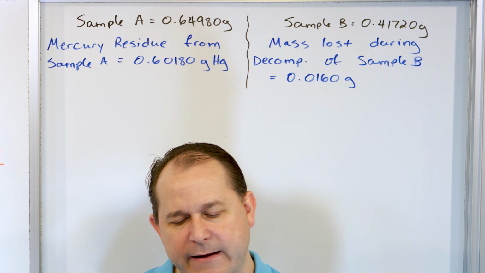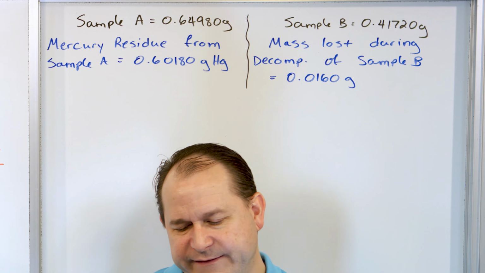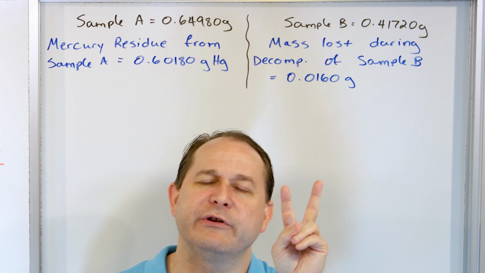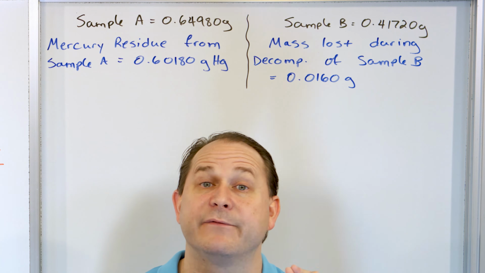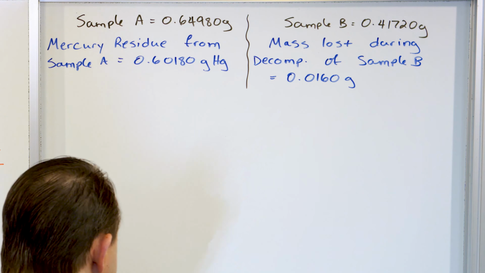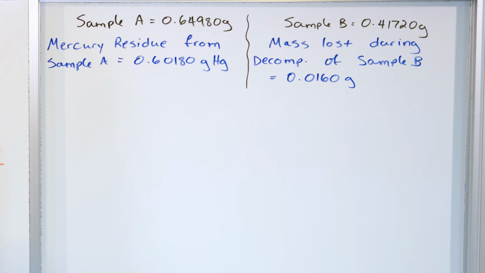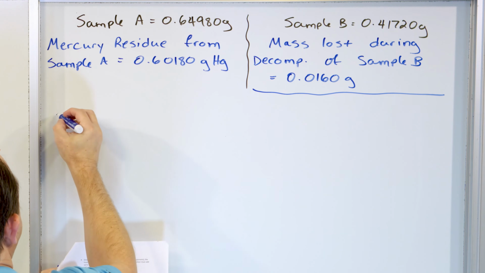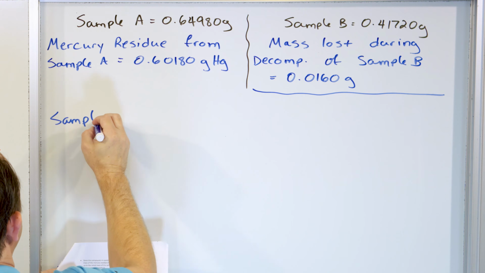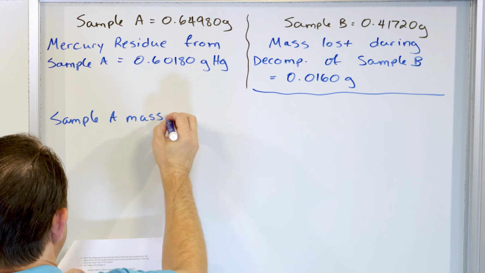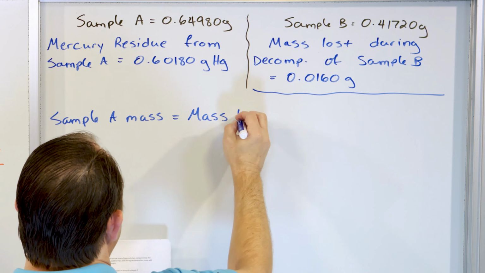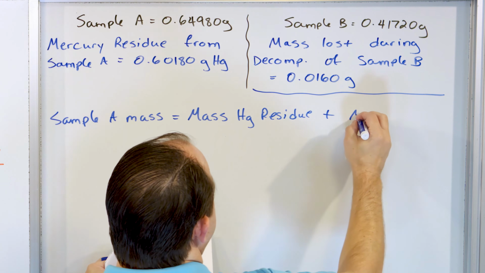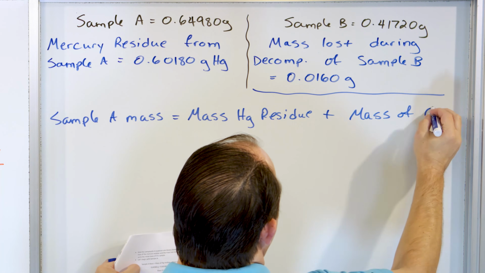So even though it doesn't say so, it says mercury residue from sample A, 0.60180. Because you know there are only two elements involved, that must be the mass of the mercury left behind in the container. Another way to write this mathematically, and I'm going to do the second one later, is that the sample A mass is equal to the mass of the mercury residue plus the mass of oxygen escaped.